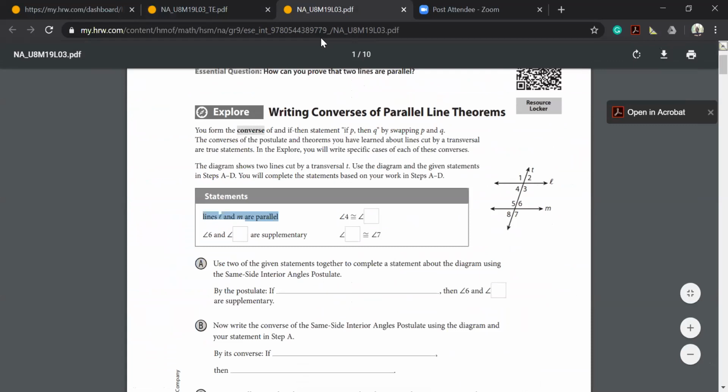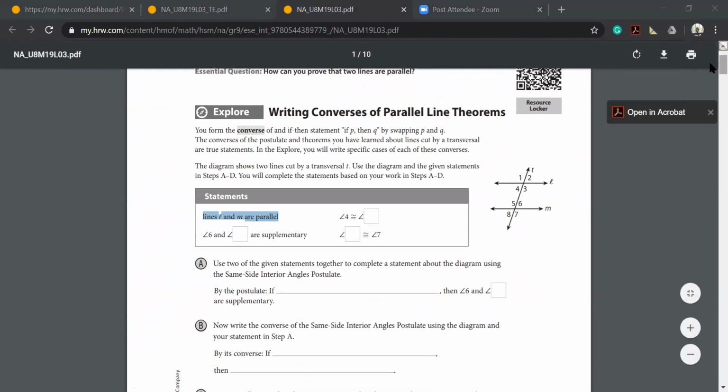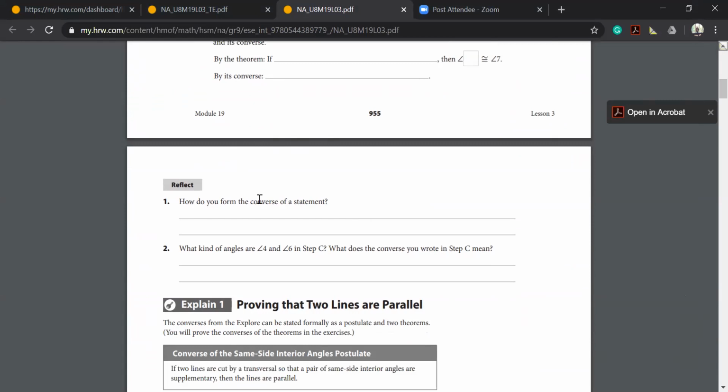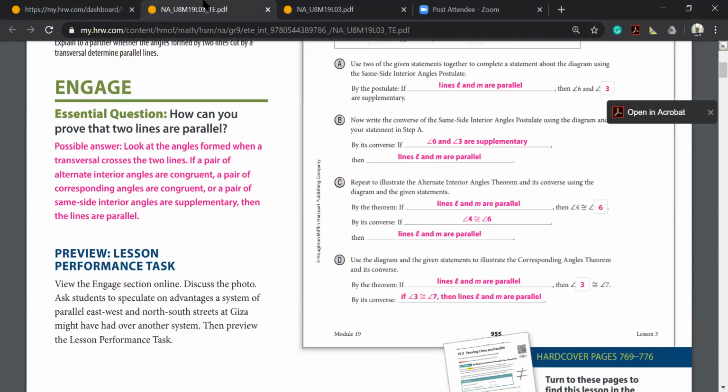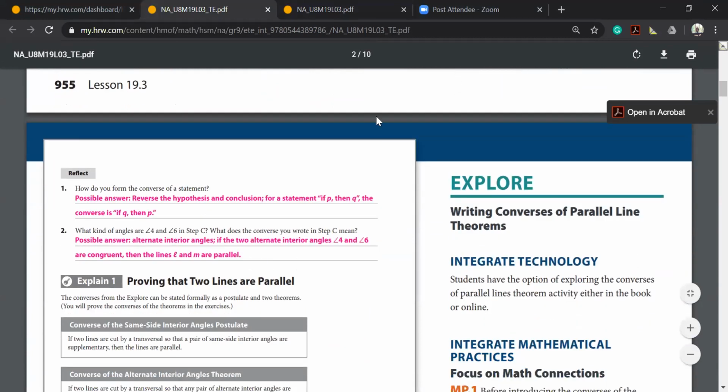Let's go to the second page. On the first page, we understood what it means to have a theorem and a converse of the theorem. How do we form the converse of a statement? We swap the two events, or we swap the two statements. So this is what you are going to write.